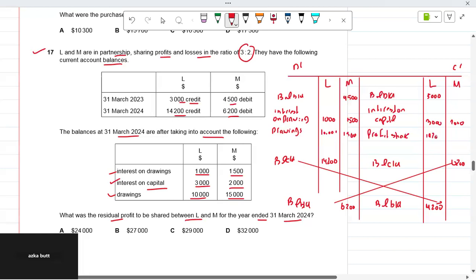So you will get the answer 19,200 for L and 12,800 for M. Since we are trying to find out the residual profit, which needs to be shared yet, we have to add both partners' profit here, which is 19,200 plus 12,800. And this is equal to 32,000. This is the T.